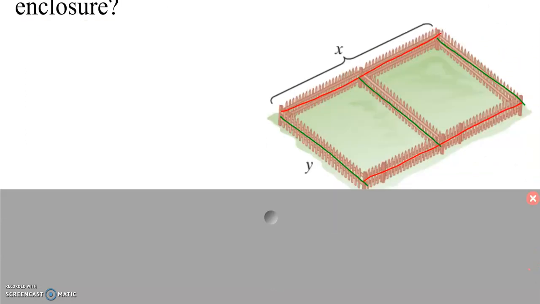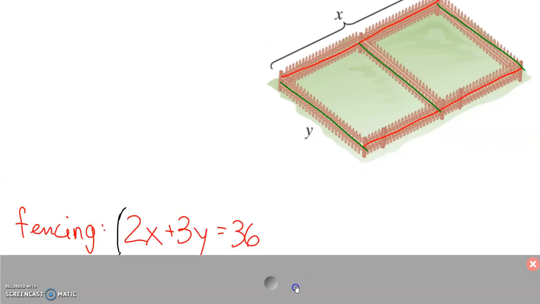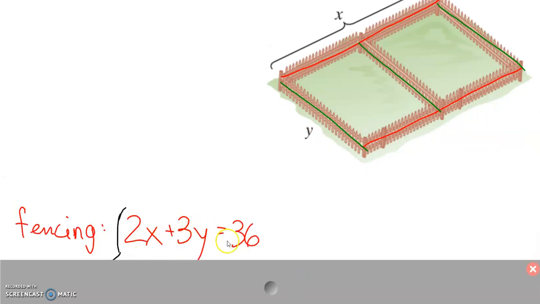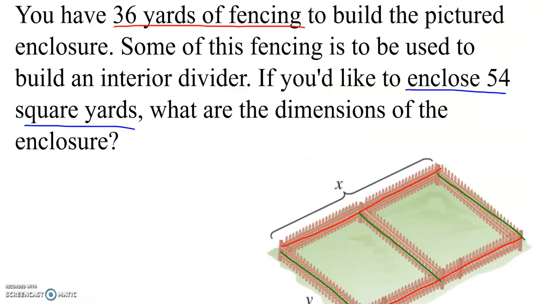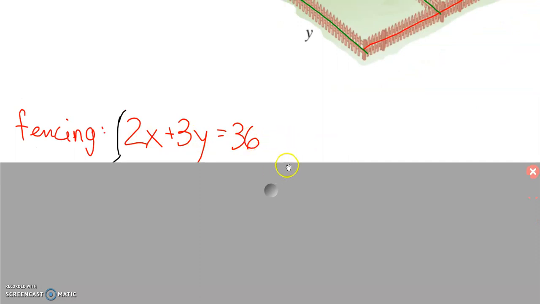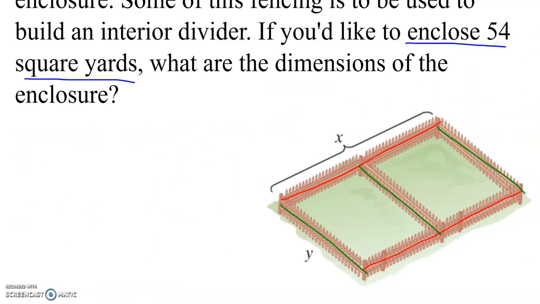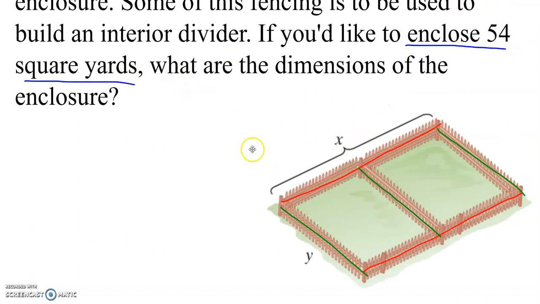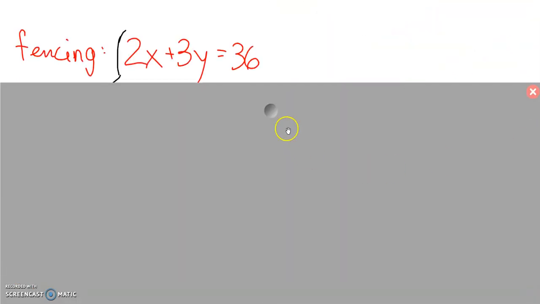So all this fencing will be 2 x's and 3 y's. So that's how I write an equation for the amount of fence. I have 36 yards of fence, and 2x plus 3y equals 36. And then I'm going to write an equation for the area. To find the area of this rectangle, it's just length times width, so it's just x times y needs to equal 54.